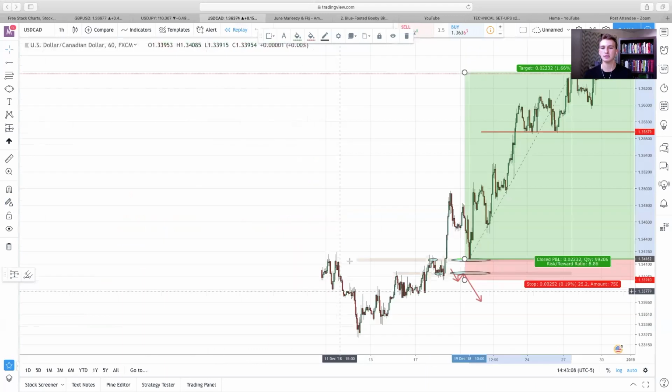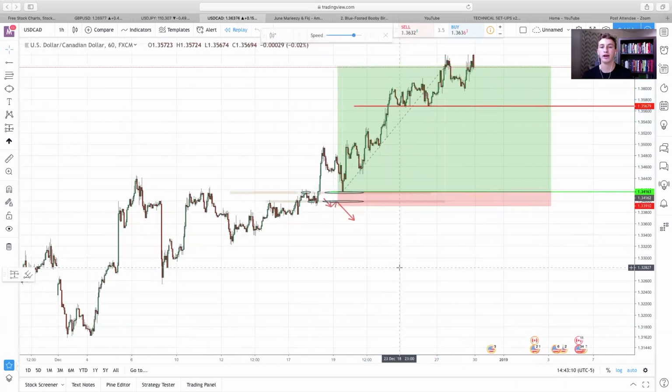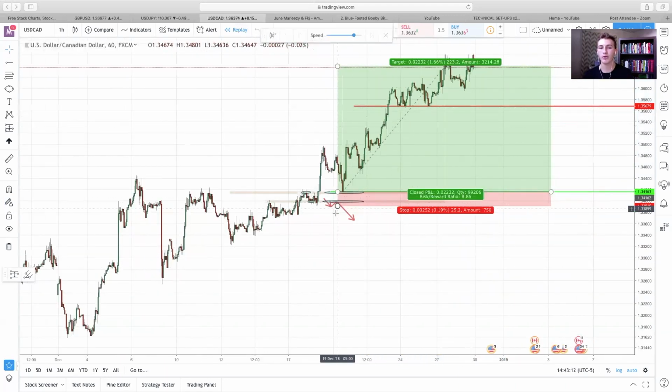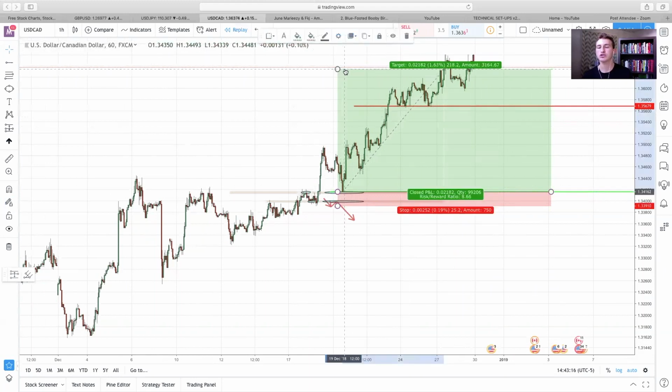Guys, look at this. Oh, and here we are now. Guys, we went from a 30 pip move to catching over 200 pips. So if you add our 200 pip movement plus the 30 pips that we already caught, you're looking at a 230 plus pip move, right?